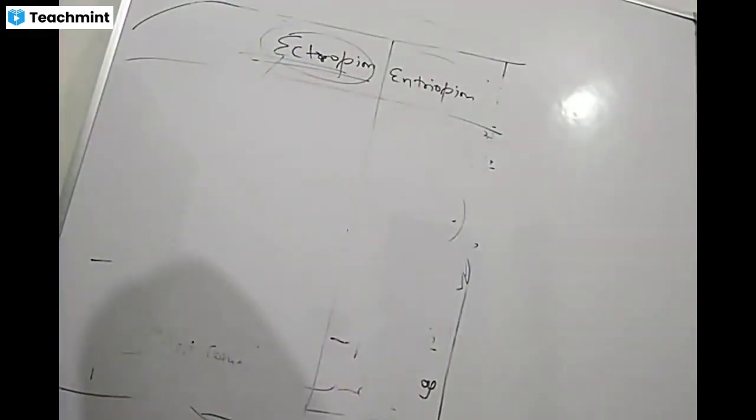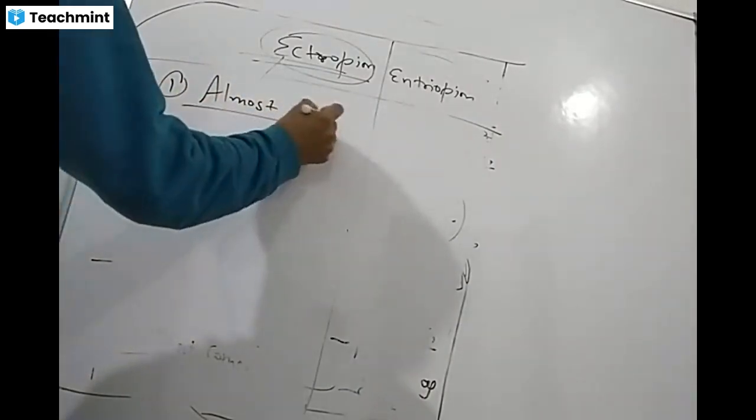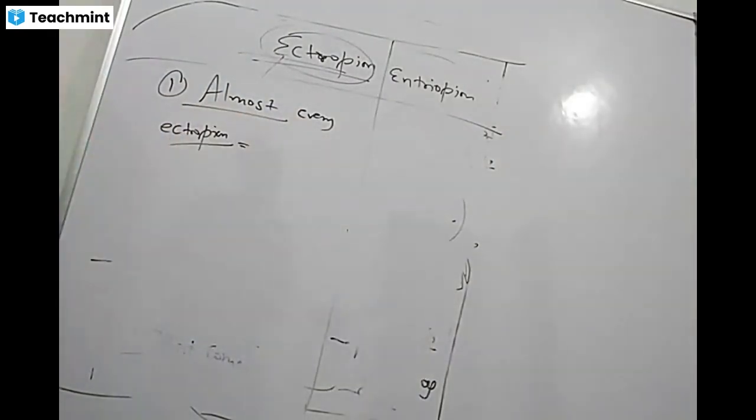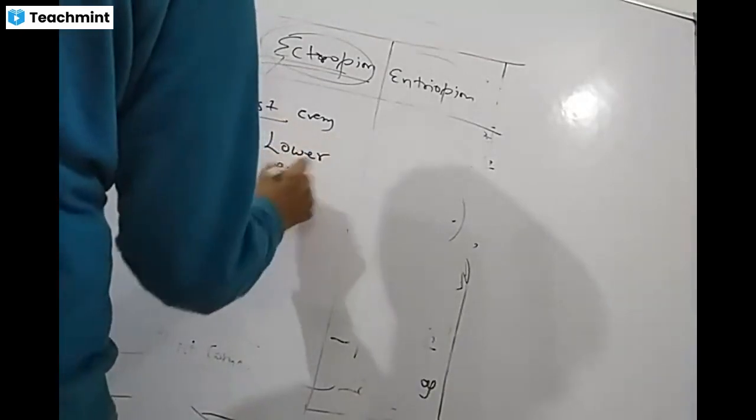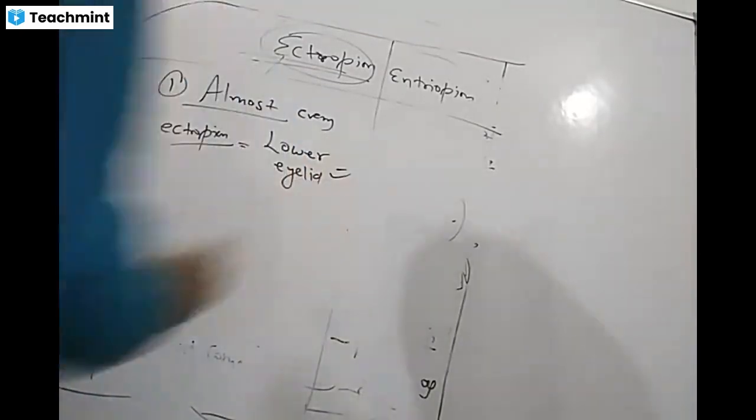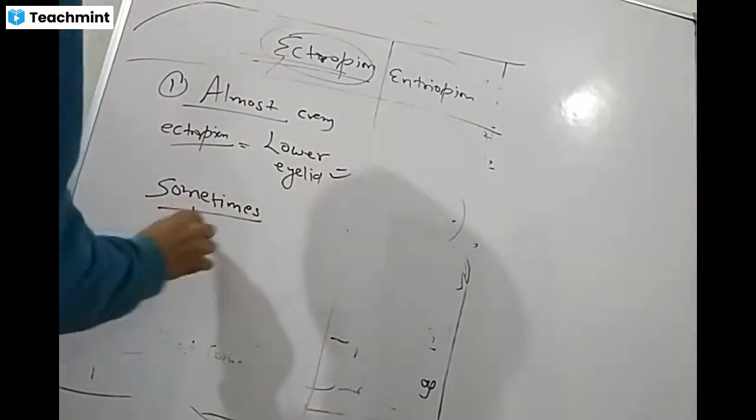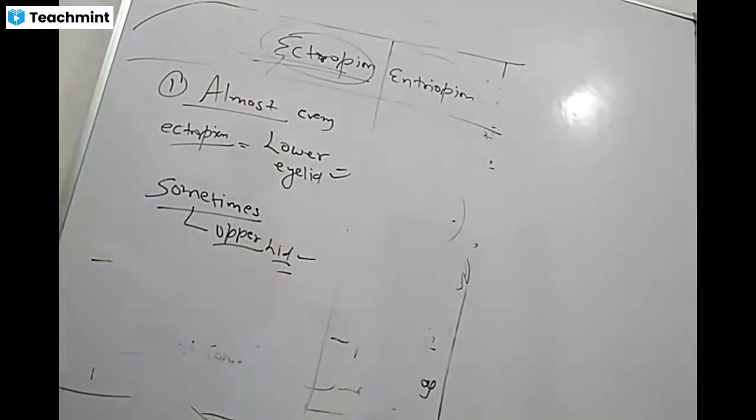Now let's say if they ask, in almost every case of ectropion, which eyelid is involved? This is the lower eyelid. Sometimes the upper eyelid is involved.